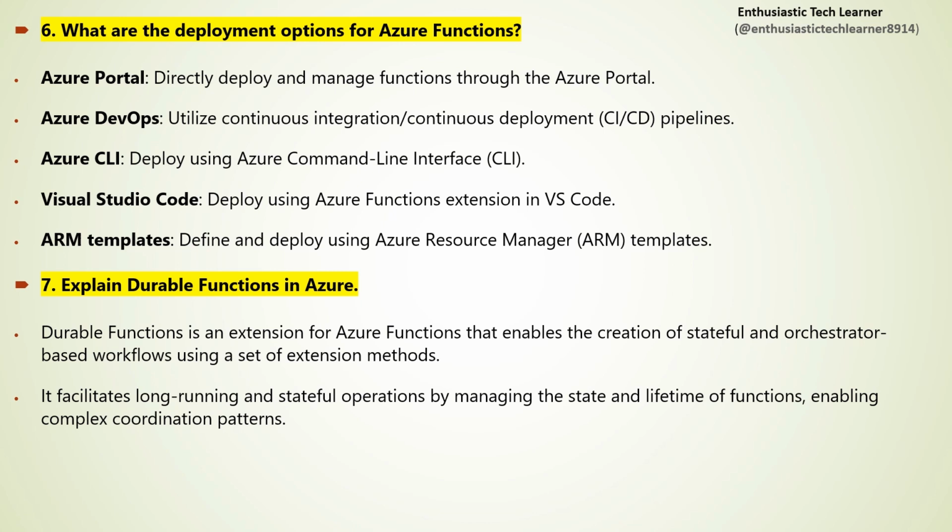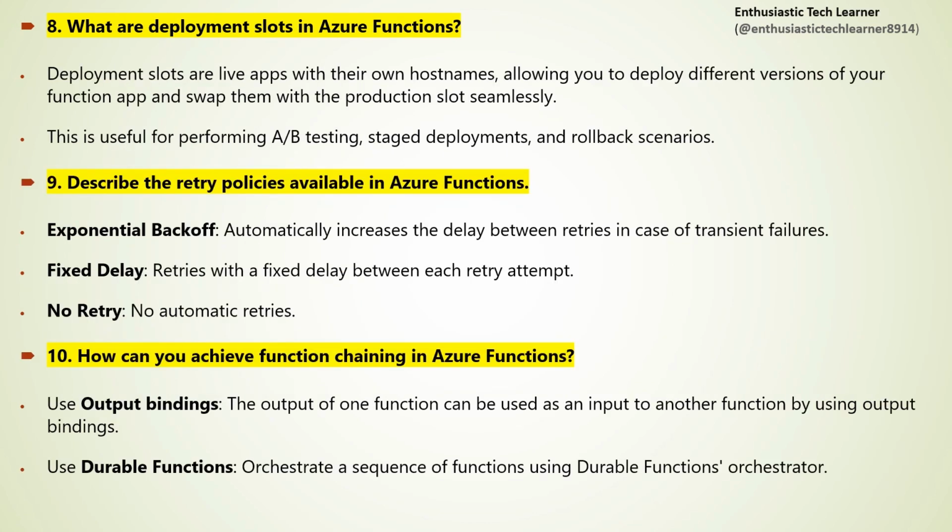What are deployment slots in Azure Functions? Deployment slots are live apps with their own hostnames, allowing you to deploy different versions of your function app and swap them with the production slot seamlessly. This is useful for performing A/B testing, staged deployments, and rollback scenarios.